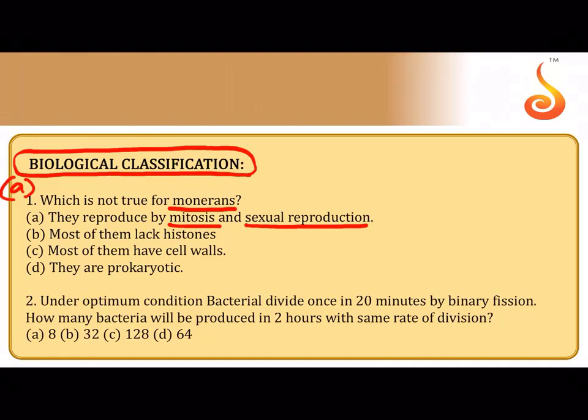Everything else is true. They don't have histone proteins. That's why their DNA is naked. Most of them have cell walls and they are prokaryotic. But they're asking which is not true. So they cannot reproduce by mitosis and sexual reproduction. Under optimal condition, a bacterial cell divides once in 20 minutes. They want us to find out how many bacteria are produced at the end of 2 hours. Now 2 hours means how many minutes? 120 minutes. So how many intervals of 20 minutes do we require to reach 120 minutes?